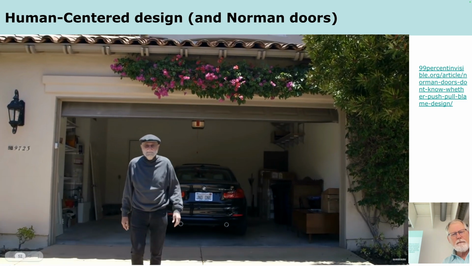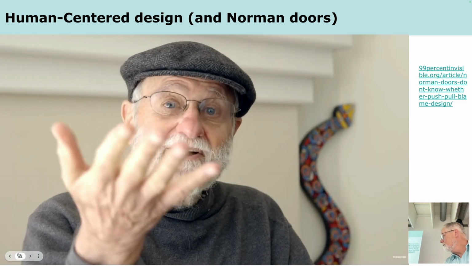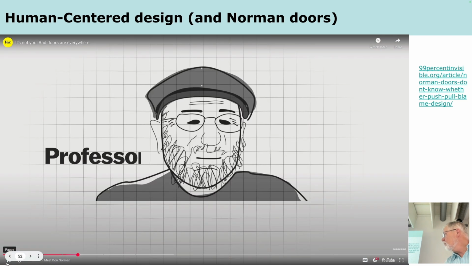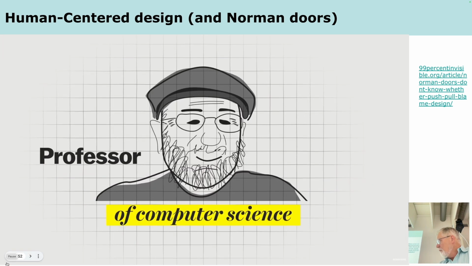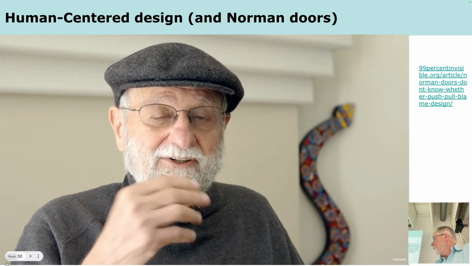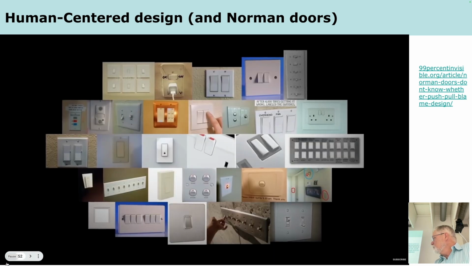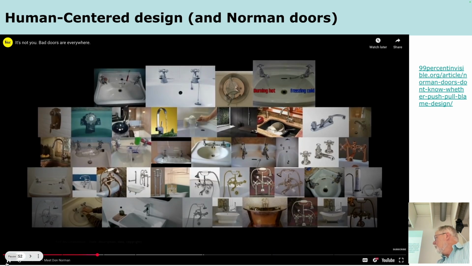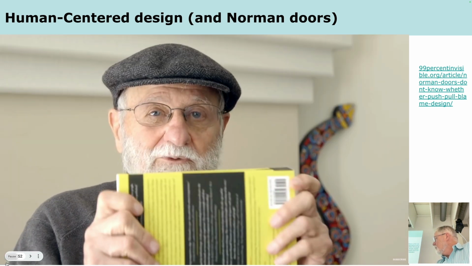Hi, Joe. Hey. I'm Don Norman. It's hard to describe what I am. Well, he's been a professor of psychology, professor of cognitive science, professor of computer science, a vice president of advanced technology at Apple. But for our purposes: I was spending a year in England, and I got so frustrated with my inability to use the light switches and the water taps and the doors even, that I wrote this book.